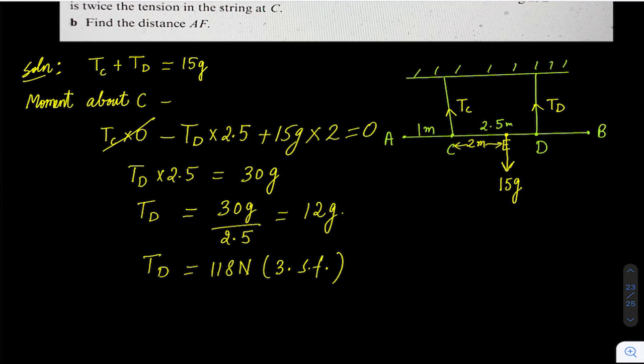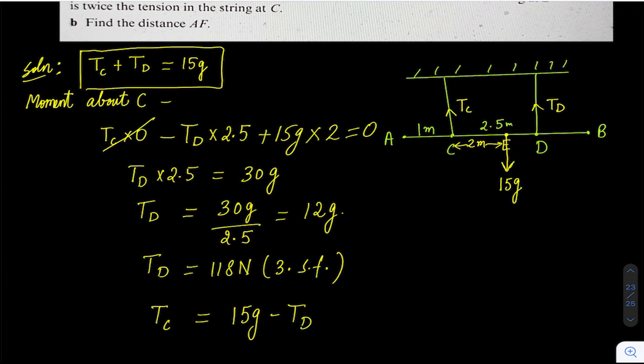Now we know that tension at C plus tension at D is equal to 15G. So from this, we can find the tension at C. Tension at C will be equal to 15G minus the tension at D, which is 12G. So 15G minus 12G is 3G. If you substitute the value, this comes out to approximately 29.4 newtons. So that is our answer, and that's my part A.